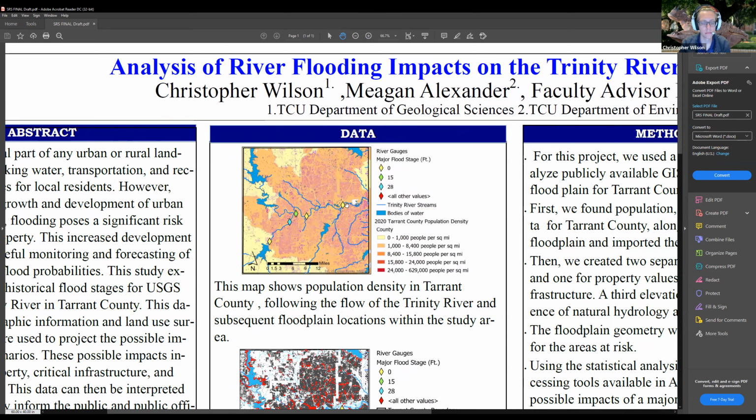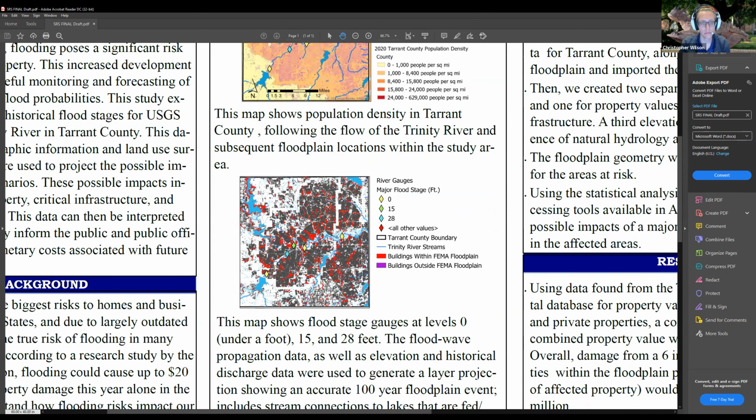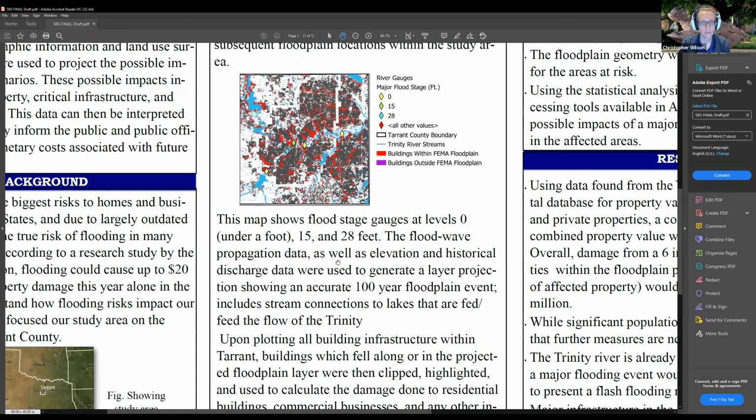And so overall, the locations of stream flow are in slightly higher populated areas as compared to the lighter orange color in the corners, which are the lower populated areas. And so for our second data graph that was created, it shows these flood gauges at their levels, and the flood wave propagation data taken from these gauges historically, as well as elevation and discharge data, were used to create a layer projection showing an accurate 100-year floodplain event.